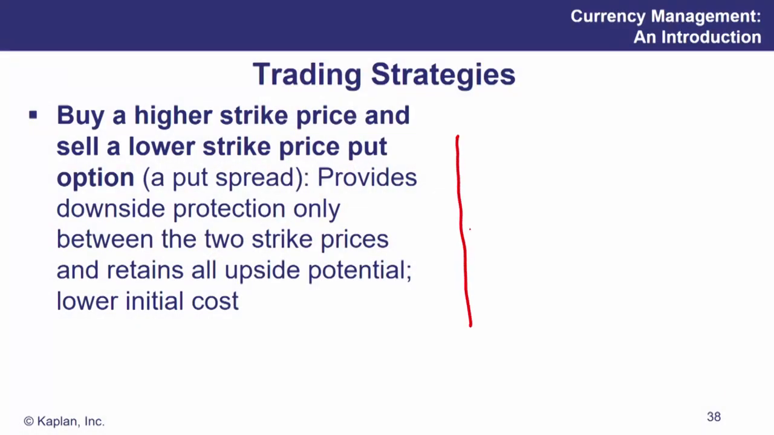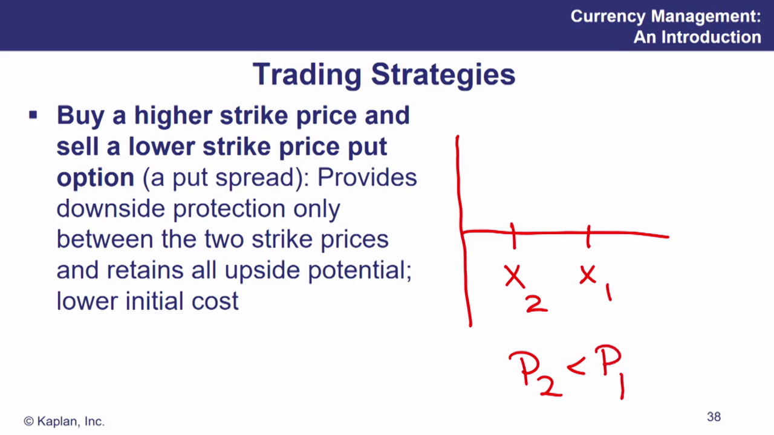In terms of payoff here, this is just going to be the payoff of the options, not combined with the portfolio. Let's say I buy the higher strike price put. Let's say this put option has a strike price of X1, and we sell a lower strike price put option. Let's say that has a strike price of X2. Just like before, option 1 is going to be more expensive than option 2. Or to put it another way, put option 2 is going to be less expensive than put option 1. So this is going to lower my initial cost because I'm selling an option and receiving the premium revenue from that.